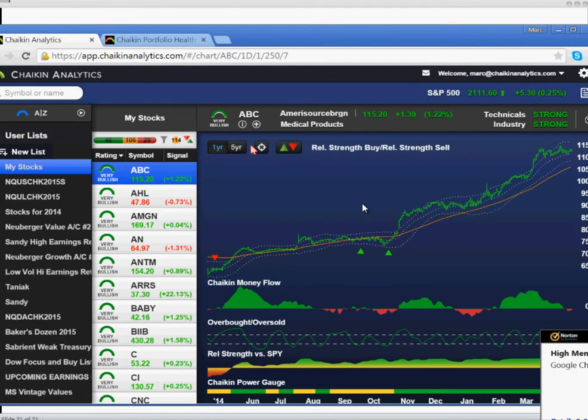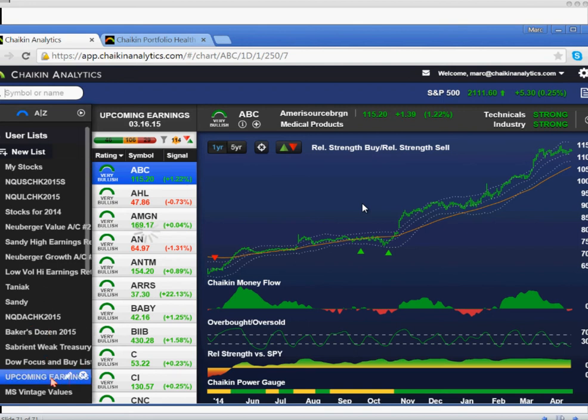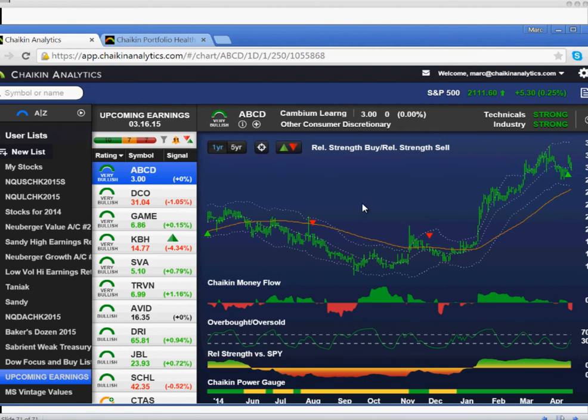Very powerful tool. We call it Portfolio Health Check. It gives you the ability to monitor any list of stocks. So let's say you've got a smaller list. So here's our upcoming earnings. We have a list that tells you which stocks are reporting earnings. You do the health check.